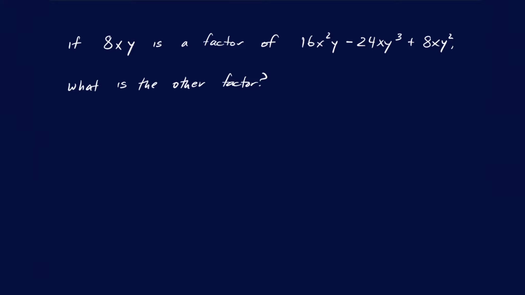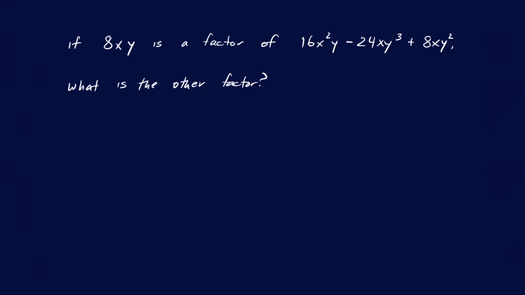Because then if we multiply that factor by 8xy, we should get 16x squared y, and so on. We should get the same expression as we started with. So what we're going to do is we're just going to divide this by 8xy.